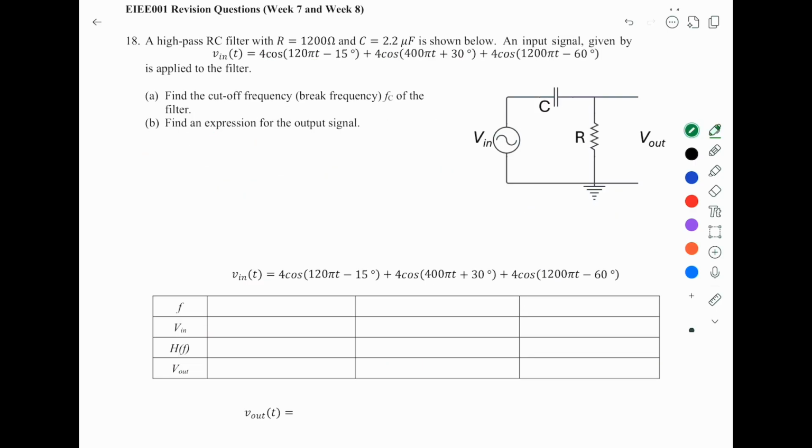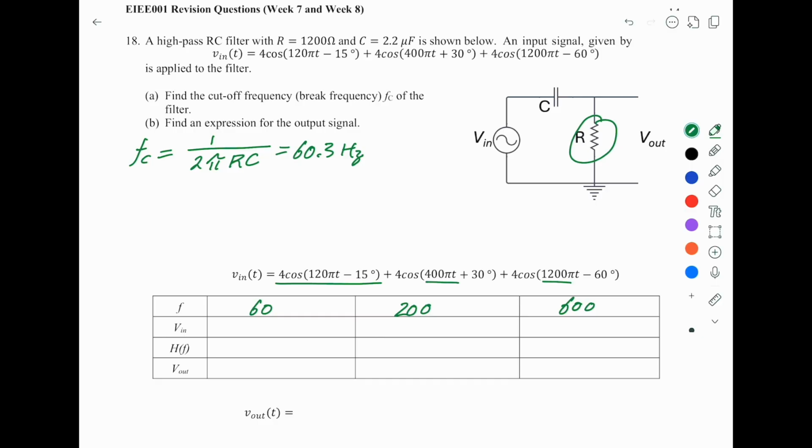This circuit is a high-pass RC filter because the output signal is obtained across the resistor. First, we want to find the cutoff frequency. The cutoff frequency is exactly the same as low-pass filter. It means 1 over 2 pi RC, and it is equal to 60.3 Hz. The first term, the frequency is 60 Hz. Second term, it is 200 Hz. The last term, 600 Hz.